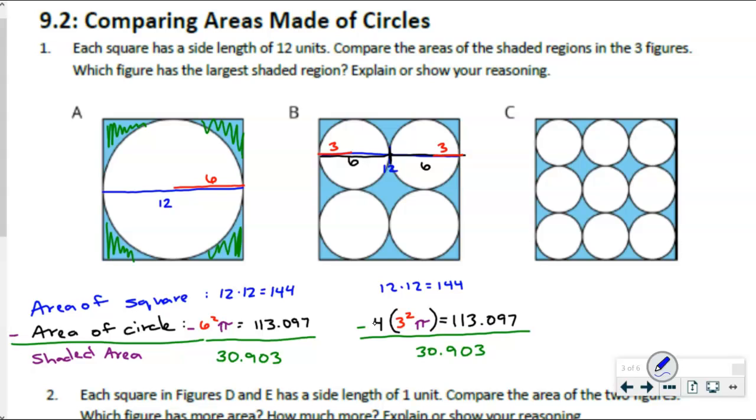Same strategy as before. Let's find the area of the square. Subtract the area of the circles. We have more circles this time, so what are we going to do? Again, the side length of the square is 12. What does that mean for our diameters? What does that mean for our radii? Some of you have already worked ahead, so we're going to answer those questions now. Joshua.